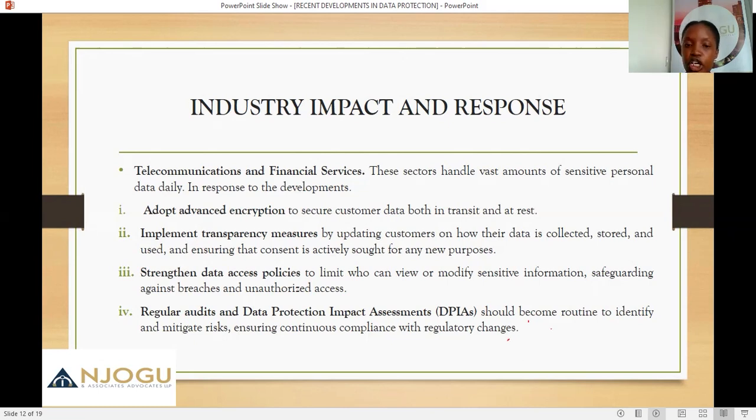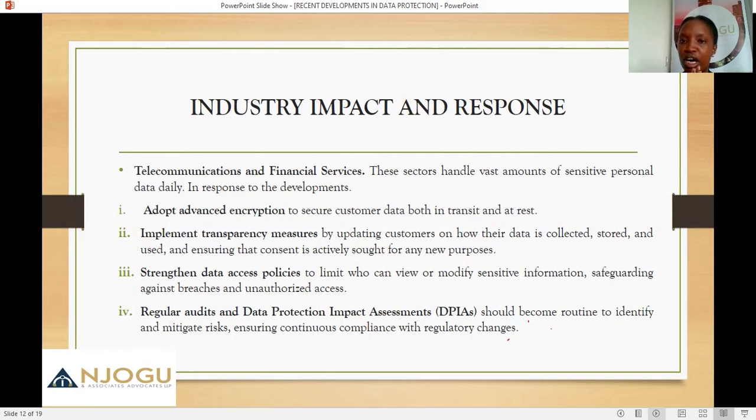Fourthly, regular audits and data protection impact assessments should become a routine to identify and mitigate risks, ensuring continuous compliance with regulatory changes. This was one of the allegations. When you look at that insurance company that we have just looked at, what did it say? The insurance said it was an error. They were not aware that they had not migrated this particular client to this new platform.